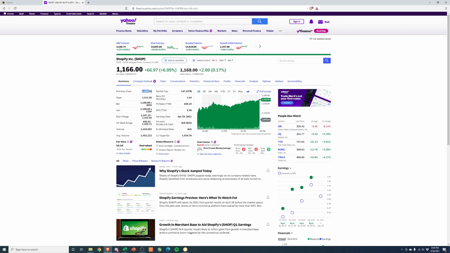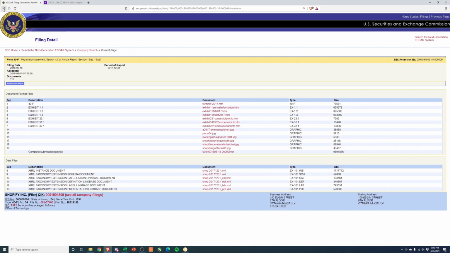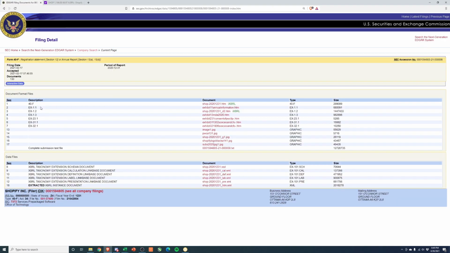Current stock price, what is this? 1100. Market cap of $150 billion, which is pretty bonkers, honestly. If you're not familiar, they're Canadian, so they're listed as an ADR. So they're not going to have a 10-K, they'll have a 40-F if you go to the SEC website. And it's broken out a little bit differently.